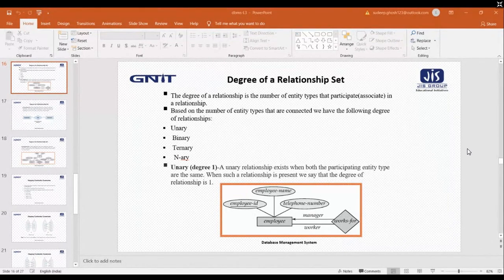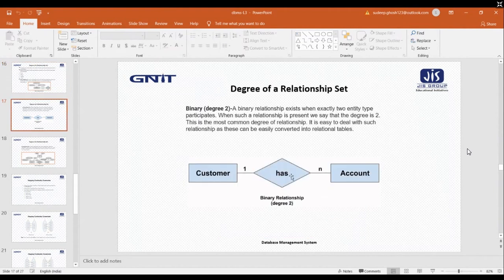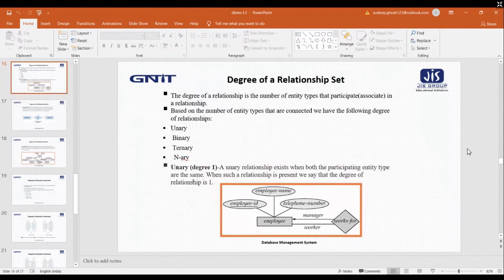Okay, unary relationship. Unary means the degree of the relationship is 1. Binary means the degree of the relationship is 2, that you can see here. Two types of entities are participating in a relationship. So here unary means in a relationship the participating entity type is only 1.